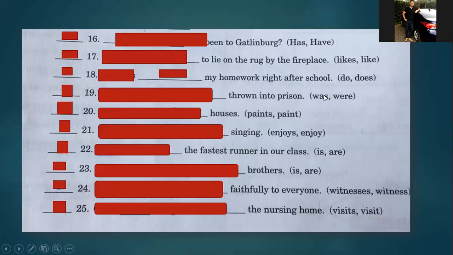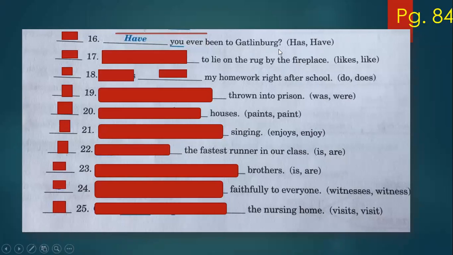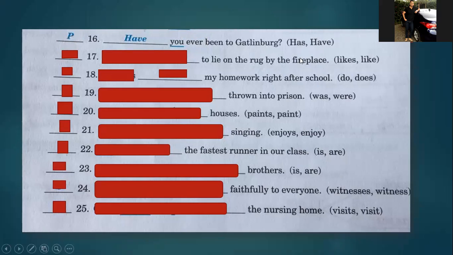Okay. Number 16 will be like this. I'm going to give you a hand. Have you? Plural. Oh, no, it's plural. Plural. Remember. Let me take a look at my book. Yes, 17. Number 17. I was right.